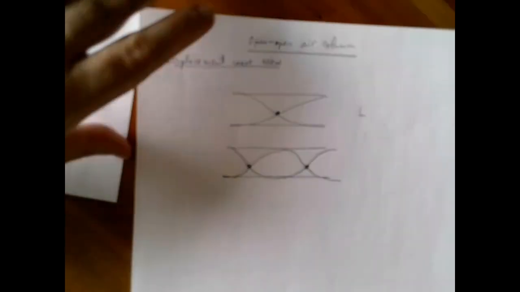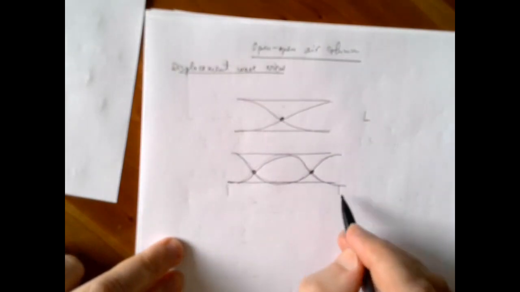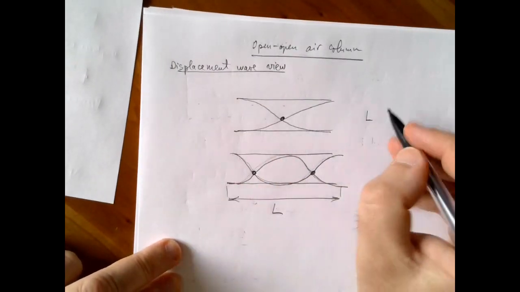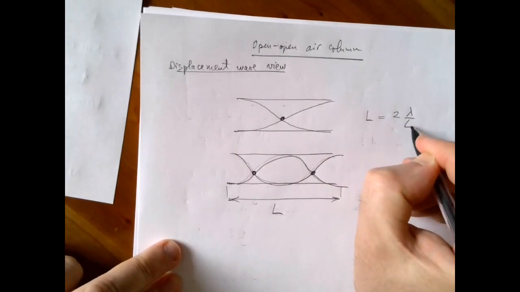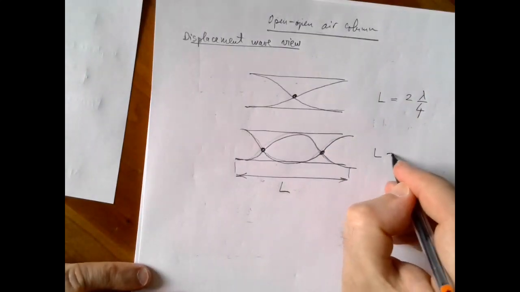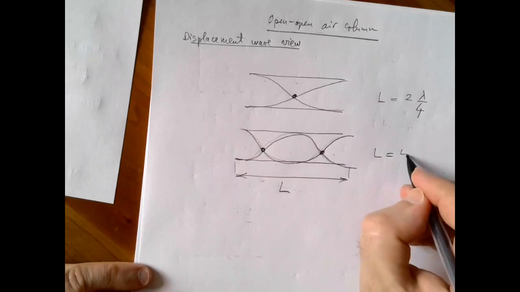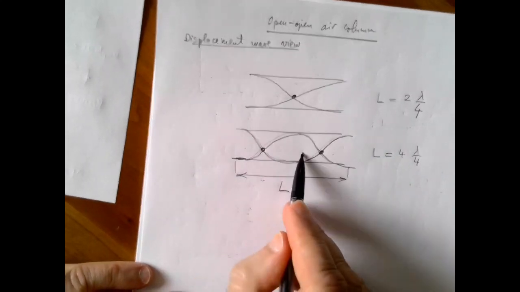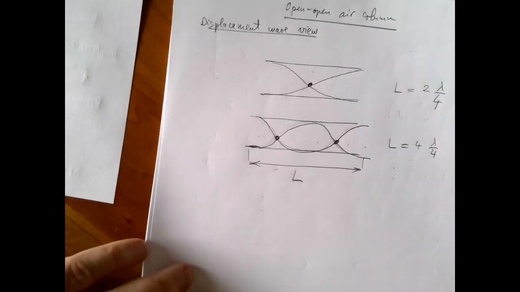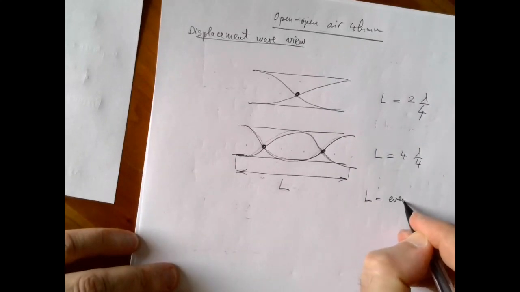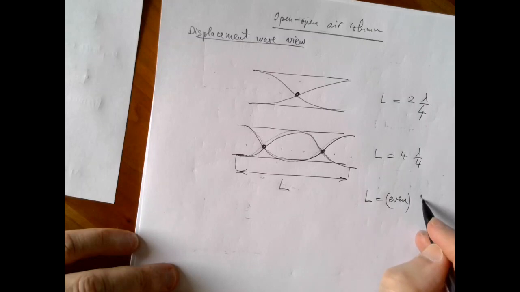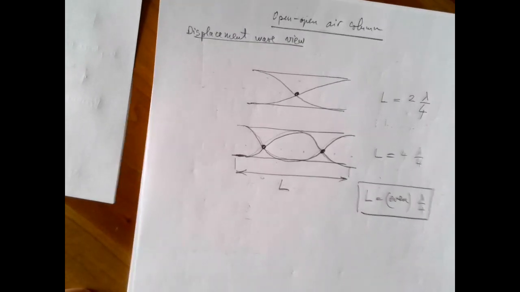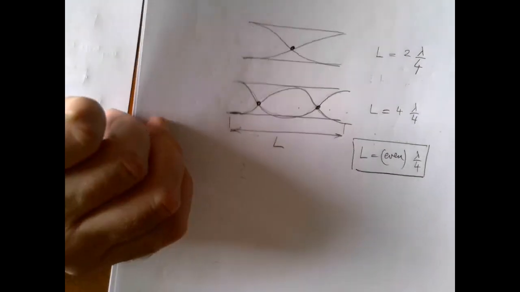In this case, the length of the tube will clearly be 2 lambda over 4. In this case, it will be 4 lambda over 4, right? A quarter, and another quarter, and we can go down, and we can say that the length will be even times lambda over 4.